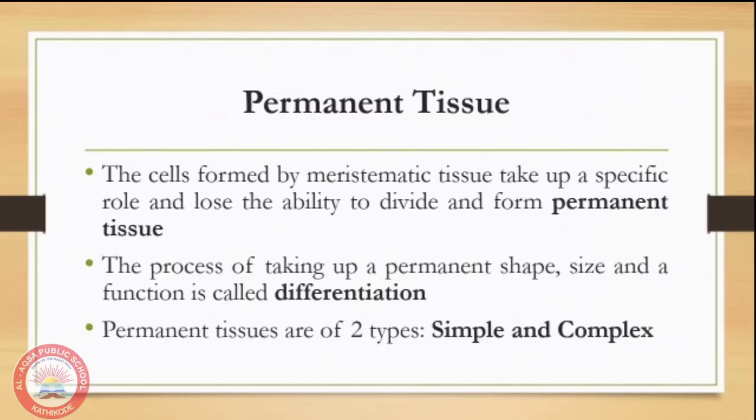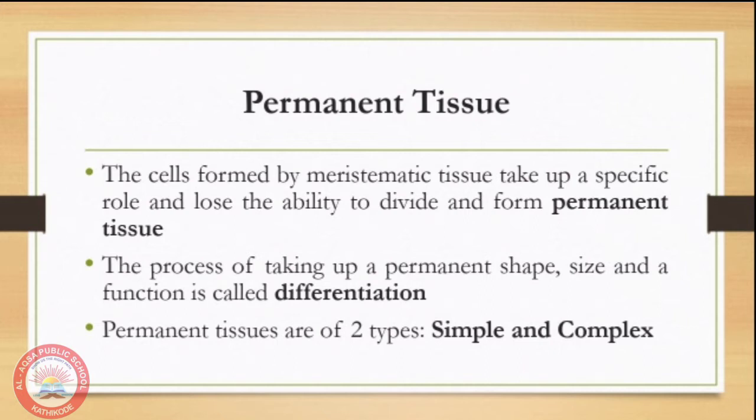We already said in the previous class that meristematic tissues have the capacity to divide. The cells that are formed by meristematic tissue take up a specific role and lose the ability to divide, and they form a permanent tissue. This process of taking up a permanent shape, size, and function is called differentiation.